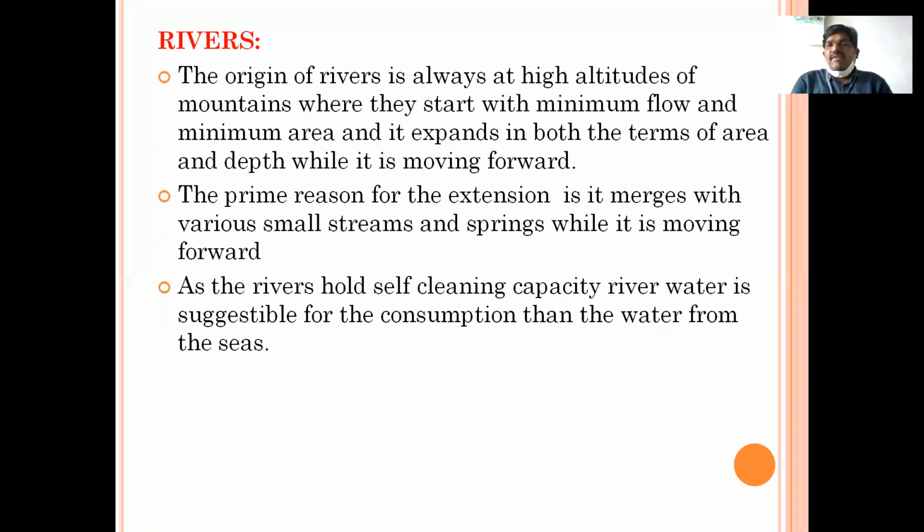The next one is the river. You know it. We have a nearby river, the Krishna River. The origin of rivers is always at high altitudes of mountains, where they start with minimum flow. While they are flowing, the width will increase with respect to the depth. The primary reason is that it merges with small water bodies, and while it is moving, it becomes one large moving water body.